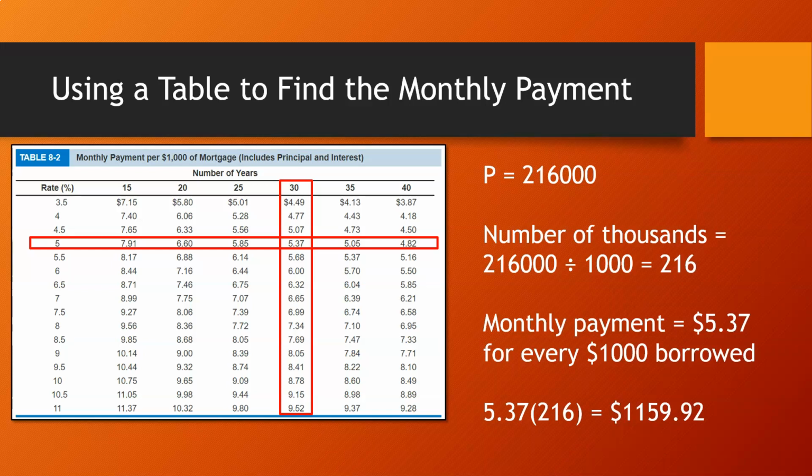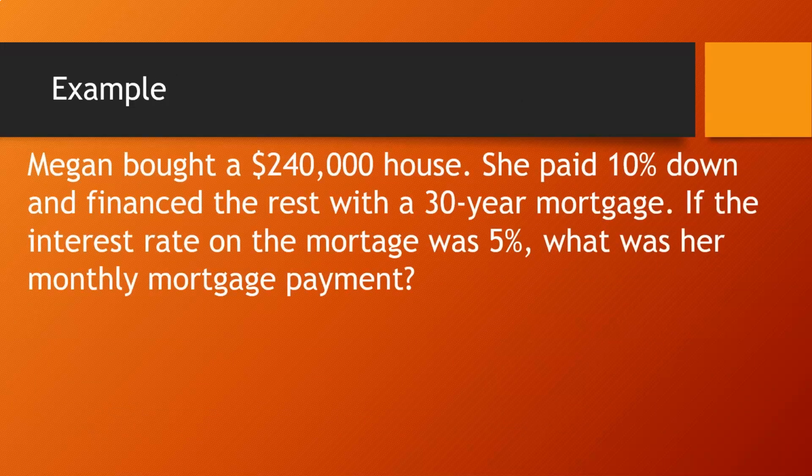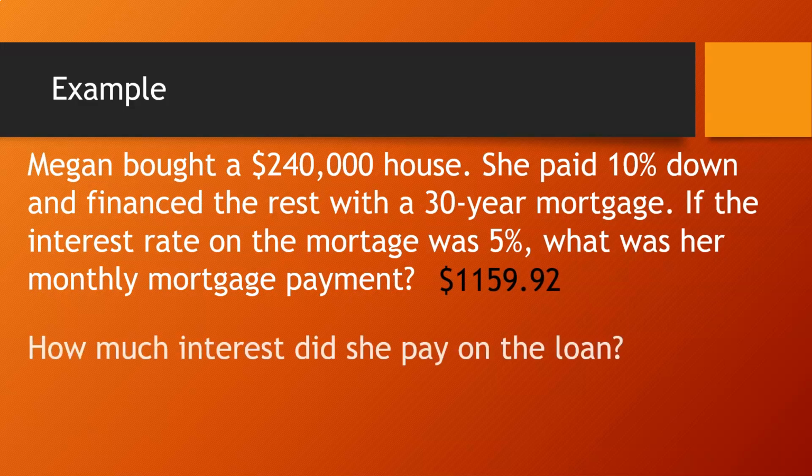Now you may notice that the two answers that we got for the formula and using the table are slightly different. They only vary by a few cents, and that's really because of the rounding that's going on to create the table. Now, let's go back to the problem and answer the question, what was her monthly mortgage payment? We'll go ahead and use the $1,159.92 that we got from the table. And let's answer one more question. How much interest did she pay on the loan?